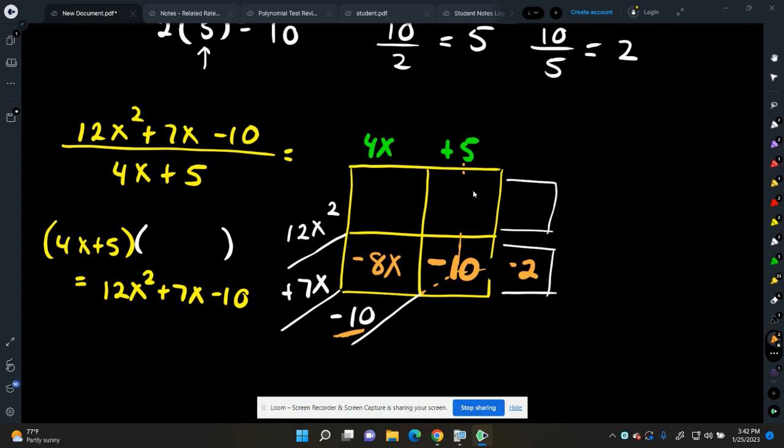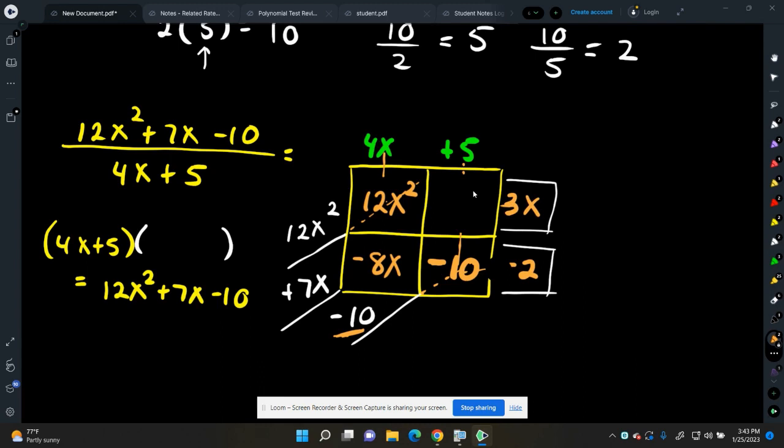All right, so I'm making some progress. Now let's look at this top corner. What does this top corner have to equal? That has to be 12x squared. Okay, well, if that's a 12x squared, how did I get that? I took the 4x times whatever's over here. So what would I multiply 4x times to get 12x squared? Well, 4 times 3 gives me 12, and then x times x gives me x squared. So 4x times 3x gives me 12x squared.